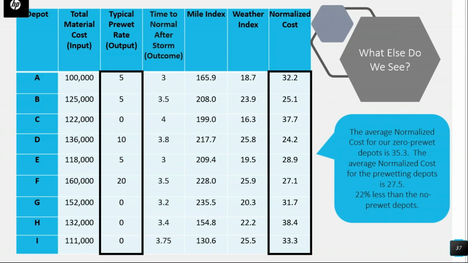You can also take a look at it a different way. You can split the garages or the depots in this example between those that pre-wet and those that don't, and compute averages for each of those two sets. So you can say that the average normalized cost for the zero pre-wet depots is $35.3 per weather index per mile index value, and the normalized cost for the ones that do use some kind of pre-wet is 27.5, or 22% less. So there's a way that you can quantify this difference if you split them out like that.